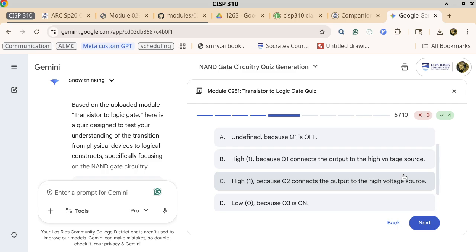So between these two, whether the output is high because Q1 is connecting the output to the high voltage source, or C, because Q2 connects the output to the high voltage source. So now we have to go back to the previous question, right? The previous question, we already know that Q1 is off, Q2 is on. So that means Q2 has to be the one that is connecting the output to the high voltage source. So that means the answer to this question is probably C and not B. There we go.